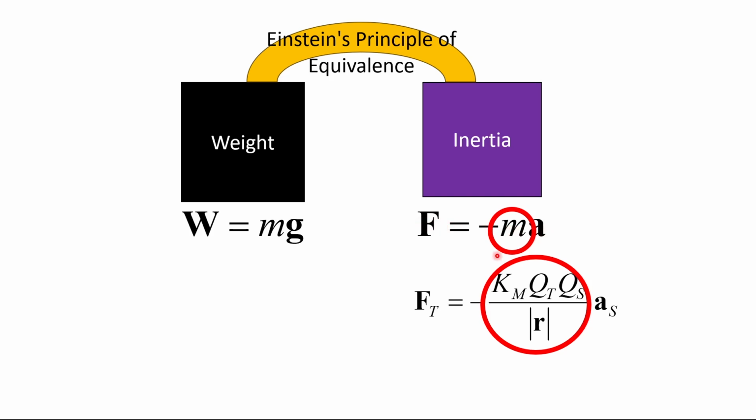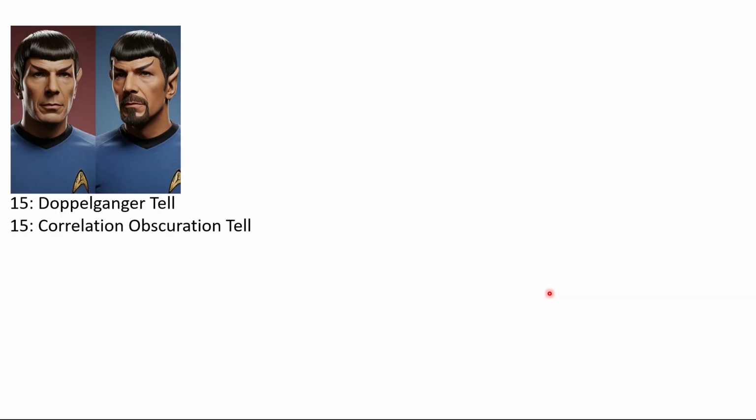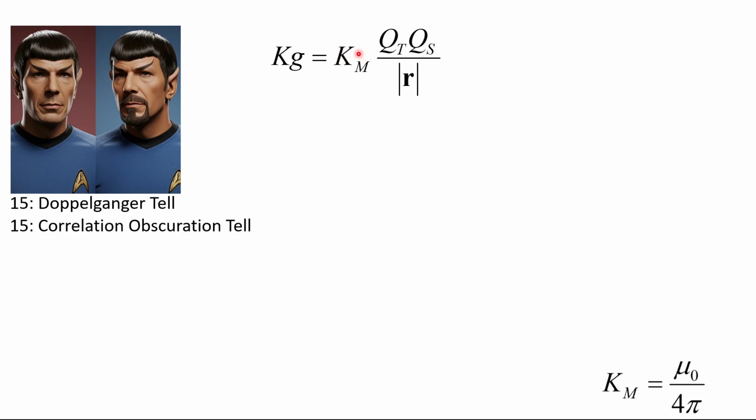F equals minus ma. The minus sign is because inertia is opposite to the applied force. I'll say that again. The inertial force is opposing the applied force. There's the reason for the minus sign. Now, if we take these and bring this down to the next page, we see we have an arbitrary constant of relation.